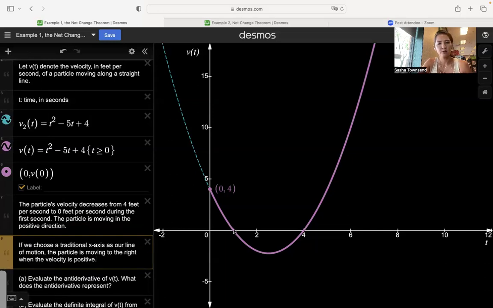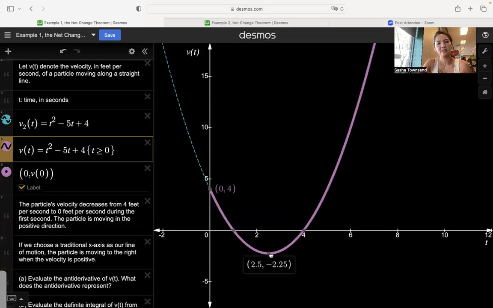Now from t equals 1 second to t equals 2.5 seconds, the velocity starts at 0 and then it gets increasingly negative. So at t equals 1 second, our velocity is 0, but then at t equals 2.5 seconds, our velocity is -2.25 feet per second. What does that mean? That means your speed is 2.25 feet per second, but you're going in the opposite direction.